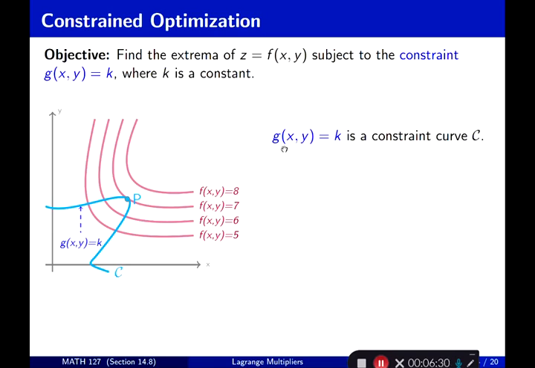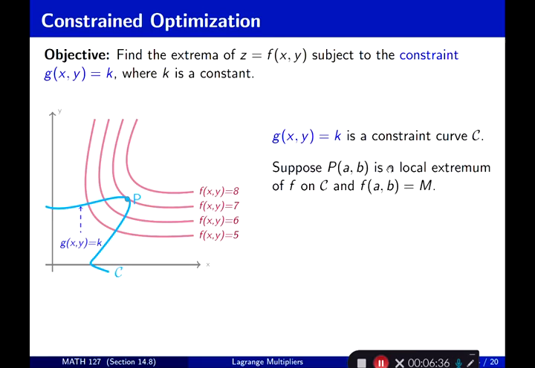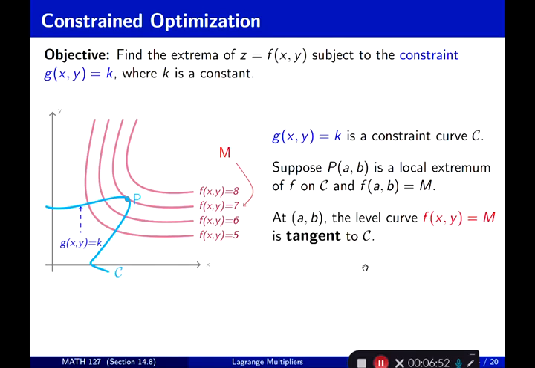Let g of x and y equal to k be a constraint curve C. Then suppose P of A and B is a local extremum of f on C, and f of A and B is equal to M. Then what you see at A and B is that the level curve f of x and y equal to M is tangent to C. So you can see clearly at P, f of P is equal to 7, and so f of x and y equal to 7 is tangent to C right there.